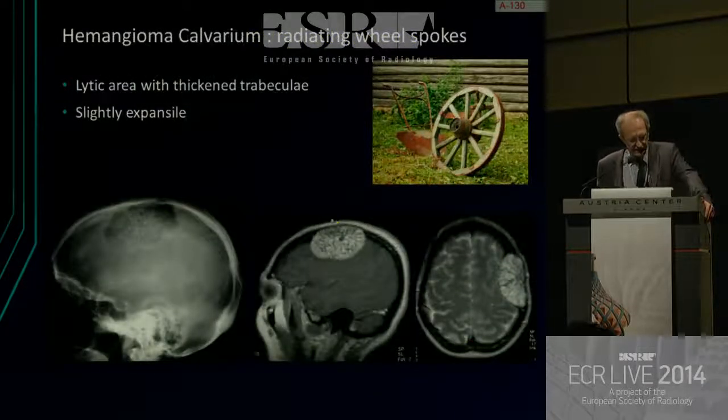Here's a nice example of a hemangioma of the calvarium, which looks like radiating wheel spokes, and the lesion can be slightly expansile and compress the brain.